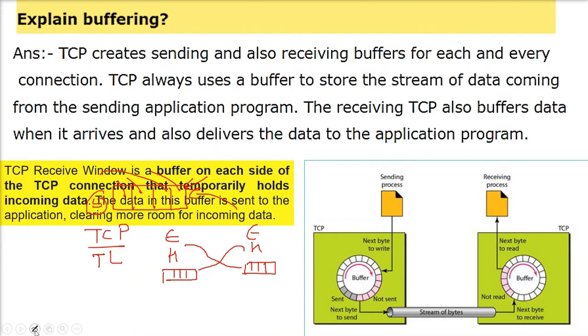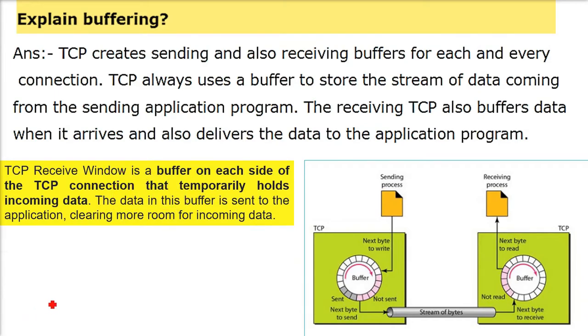So let me tell you again. The TCP receive window is a buffer on each side of the TCP connection that temporarily holds the incoming data. The data in this buffer is sent to the application, clearing room for incoming data. So one by one this is cleared and the next data will be put here. You can just understand that for incoming data there has to be a temporary hold, and that is called the buffer. And if some packets are not coming, or acknowledgements are not coming, then there will be retransmission. That is why this buffer is kept. It also corresponds to flow control.